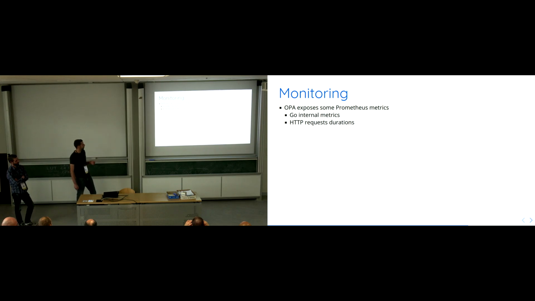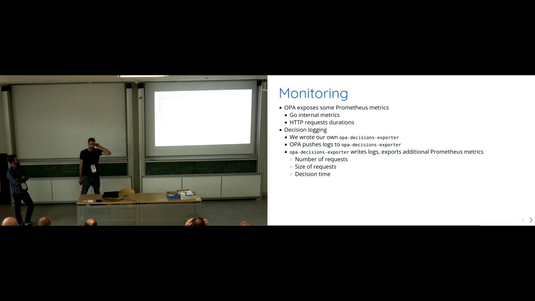But that was not enough. The good thing is there is this decision logging feature in OPA, which when enabled gives us additional details about each decision, explaining how the decision was made, and it's pretty flexible how you then consume these things. What we did is write a service called OPA Decision Exporter. OPA pushes all the decision logs to this OPA Decision Exporter, and the exporter has two missions. He has two things to do.